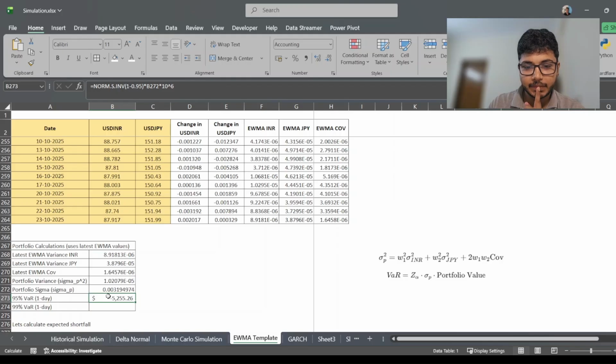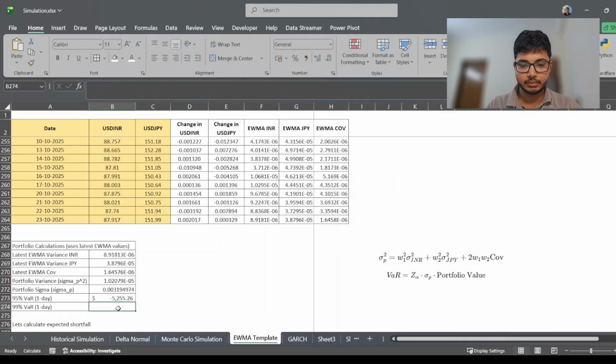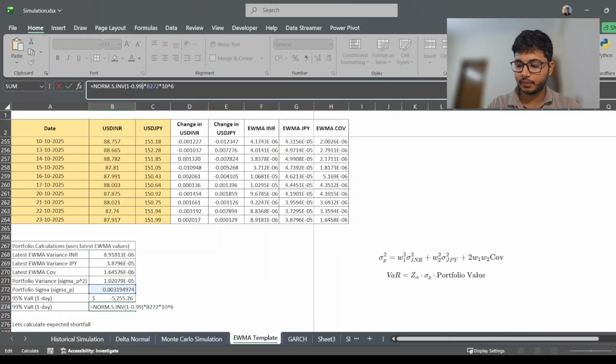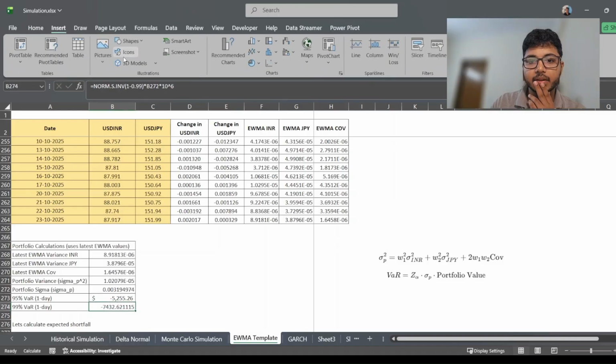Similarly, we again can calculate VAR for 99 percentage confidence interval. So our VAR is found here.